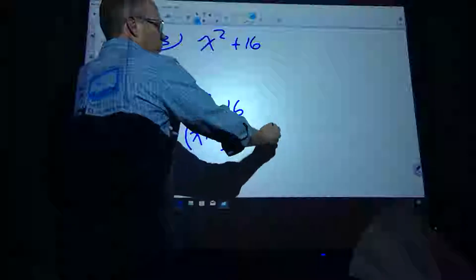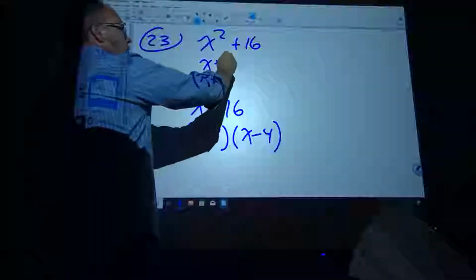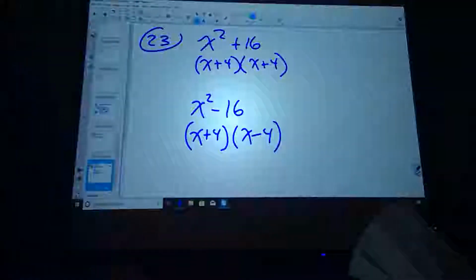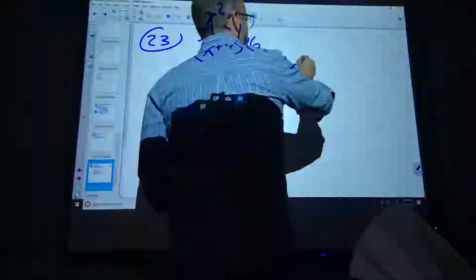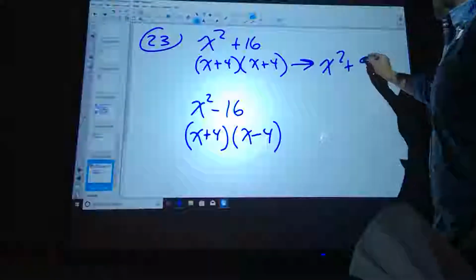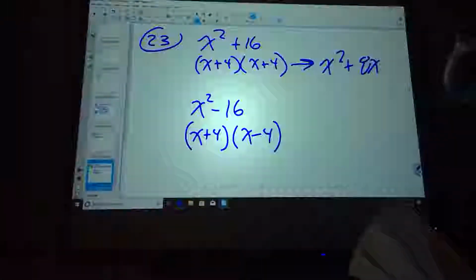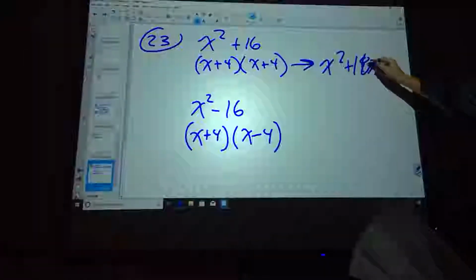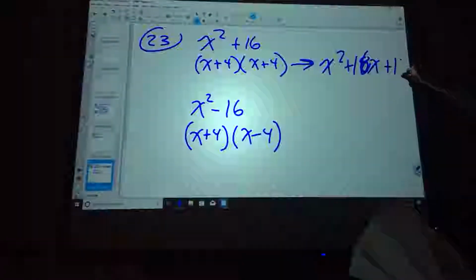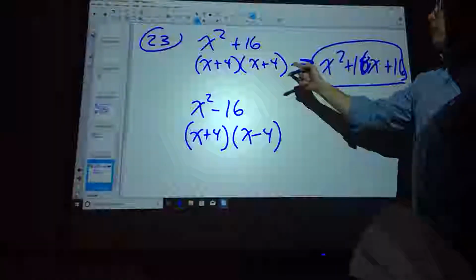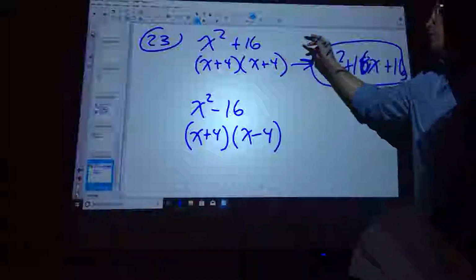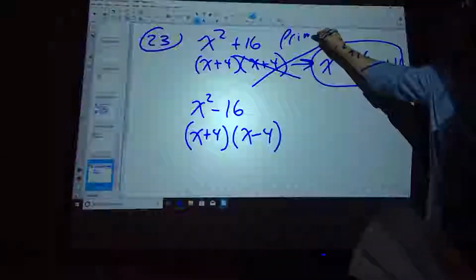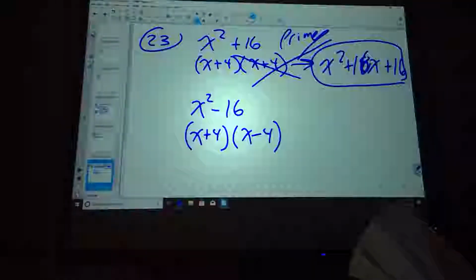And then here's what a lot of students think. Oh, I think it's x plus 4, x plus 4. Which, if you multiply that out, would actually create a perfect square trinomial. This multiplies out to give you x squared plus 8x, plus 16. So if I multiply that out, that obviously doesn't equal x squared plus 16. So this can't work. So the sum of two squares is prime.